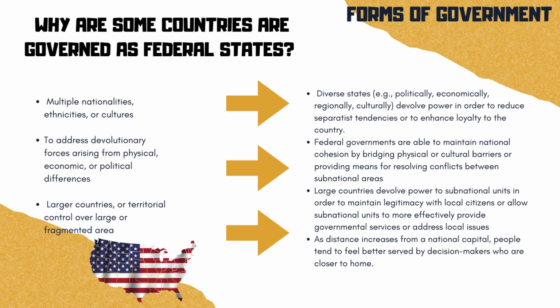Another example, Canada has multiple cultural groups. French-speaking Quebec has different laws than English-speaking provinces. And in India, different states need different policies to reflect their cultural, religious, and economic differences.